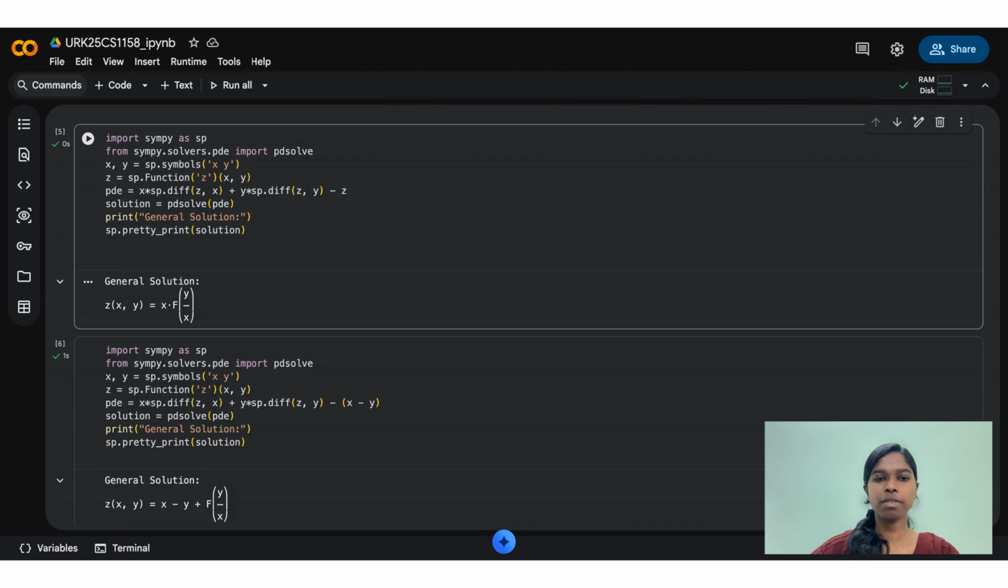So in mathematical form, it appears as z(x, y) = y · f(x/y). Here, f is an arbitrary function, which appears because this is a first order PDE and the solution contains an arbitrary function. So overall, this code defines a first order PDE and uses SymPy's built-in PDE solver to solve it automatically and prints the general solution in a neatly formatted mathematical expression.